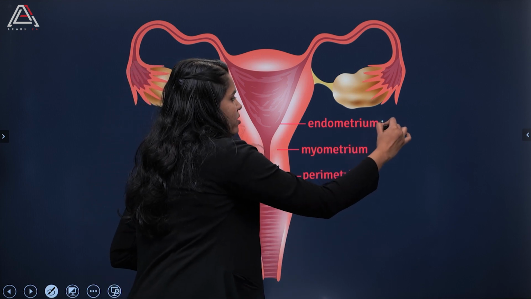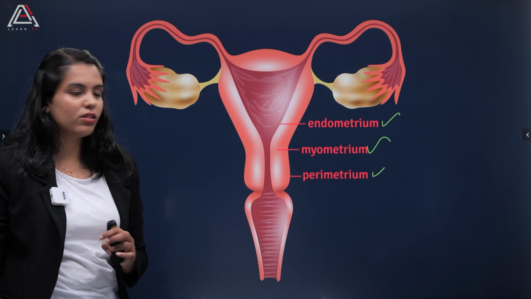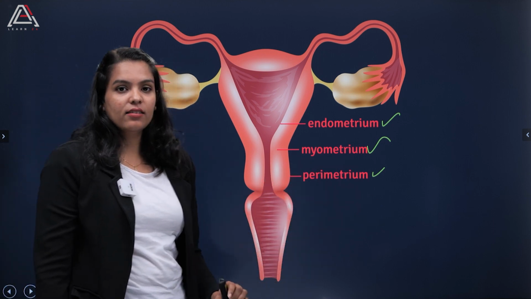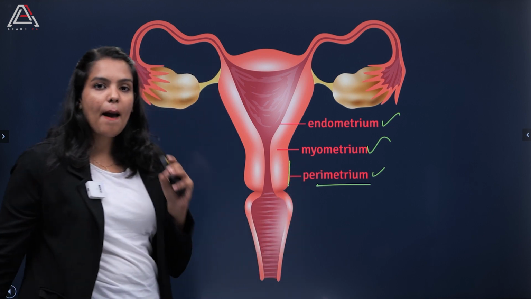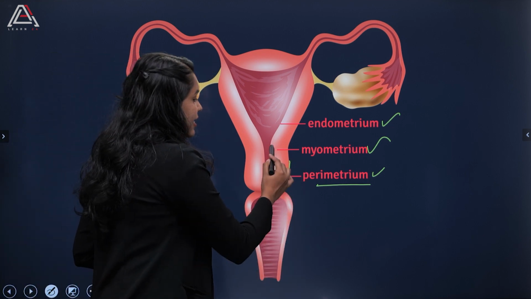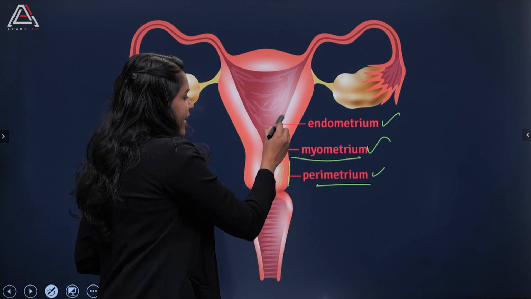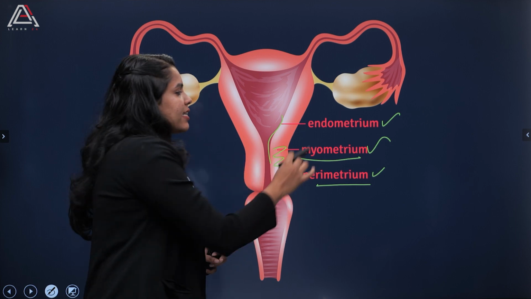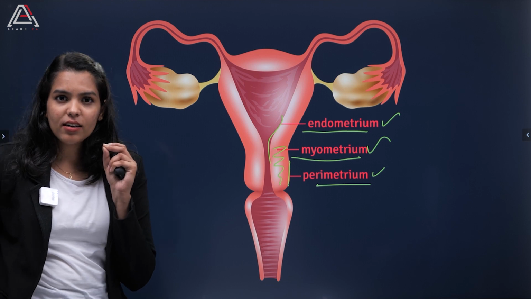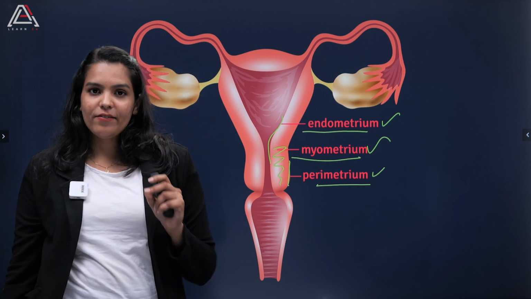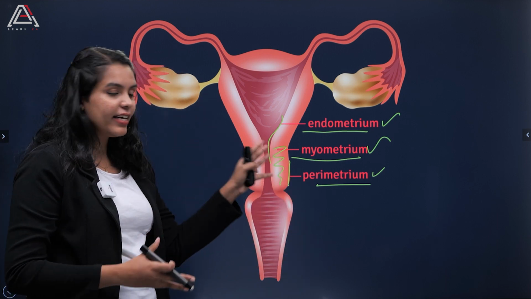So like I said, there are 3 layers of tissues which we can see on the wall of the uterus. The outermost layer is called the perimetrium. Okay, so this layer is called the perimetrium, and the middle layer is called the myometrium, and the innermost layer is called the endometrium. Okay, I will tell you the function of each and every layer in a few seconds. So let's just concentrate here first.